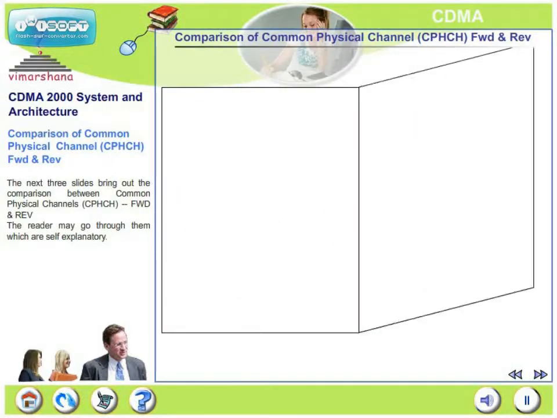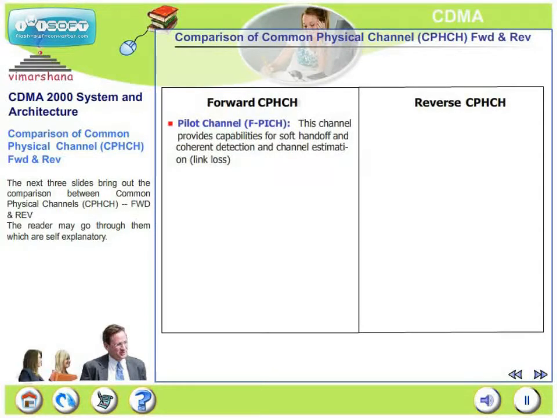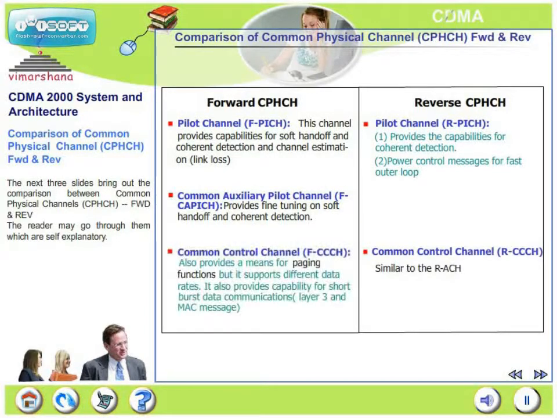This slide and the next two slides bring out the comparison of common physical channels in the forward and reverse streams. The reader may go through these 3 slides, which are self-explanatory and highly detailed.